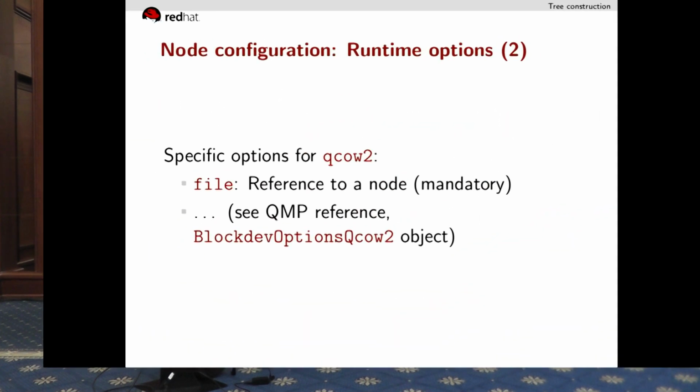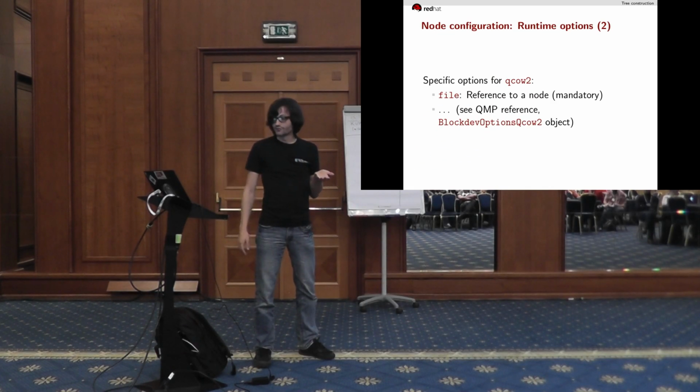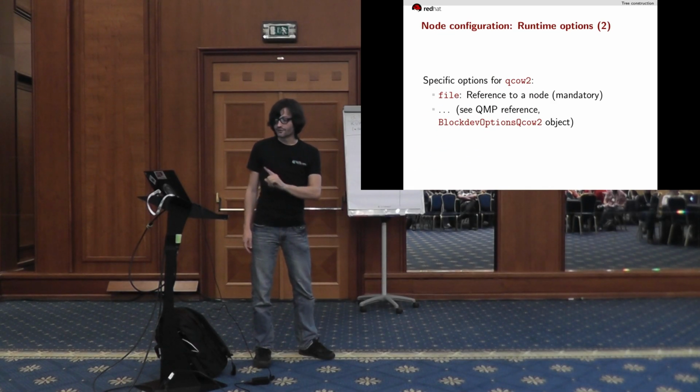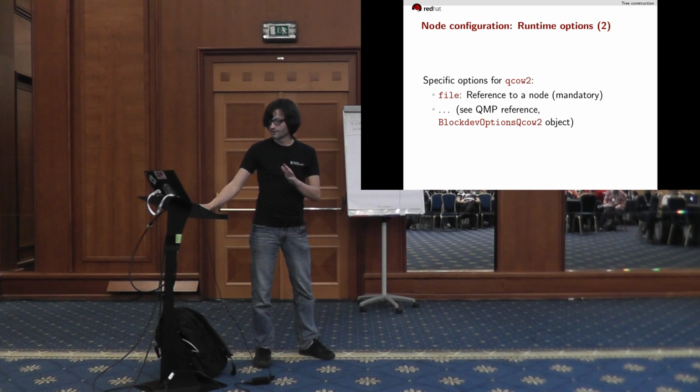Incidentally, we can see it's a qcow2 file, so let's just create a qcow2 format node on top of it. To create a qcow2 node, you need the file option. This is a qcow2 specific option. Actually, any format node has this option. And it's a reference to another node that you want to use as the file child. The qcow2 node also has some other options which you can, again, look up in the reference if you want to, but which are not important to us now.